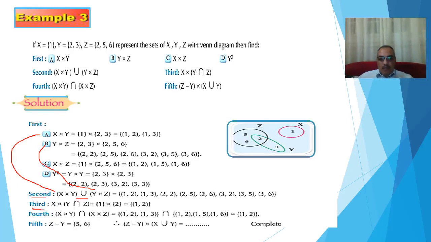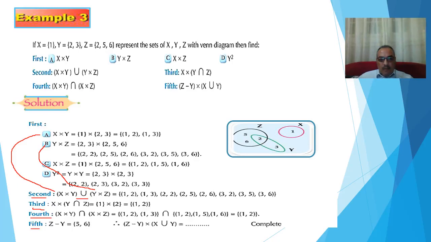Third, X product the intersection between Y and Z. Y and Z have one element in the intersection, so the product is 1 with 2, the ordered pair (1, 2), one element. Now, X product Y intersect X product Z: (1, 2), (1, 3), and so on.